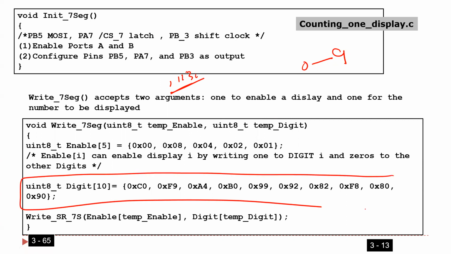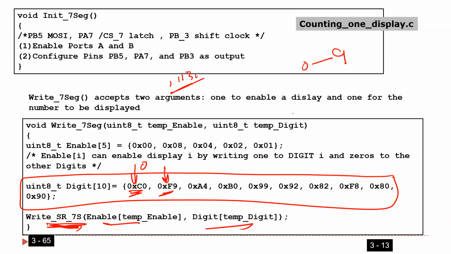I created one array to convert the number you give me to the code I have to send to the shift register, okay? So here, this is the code for 0. If you send me 0, this is the code I have to send to the shift register. If you give me number 1, this is the code I have to send, as you see here. So this is the function I just explained for the shift register. It has two bytes, 1 byte for enable and 1 byte for the digit you are going to display.